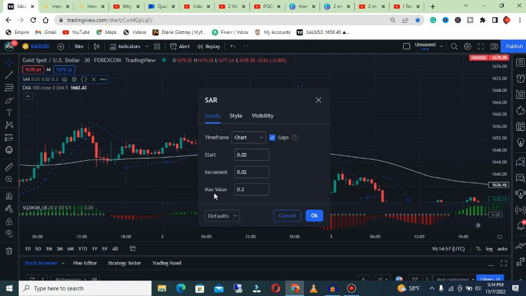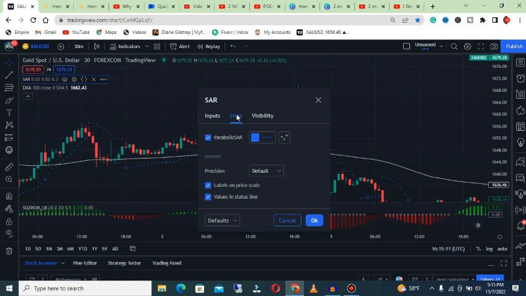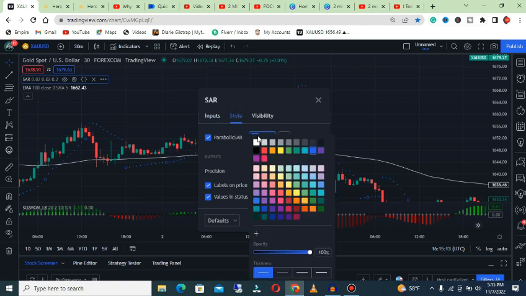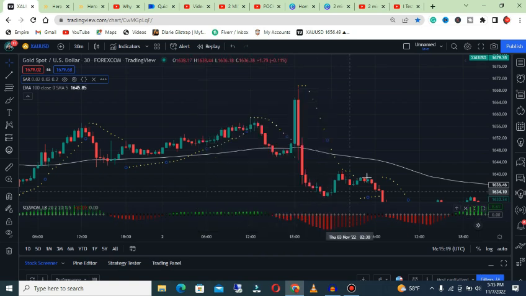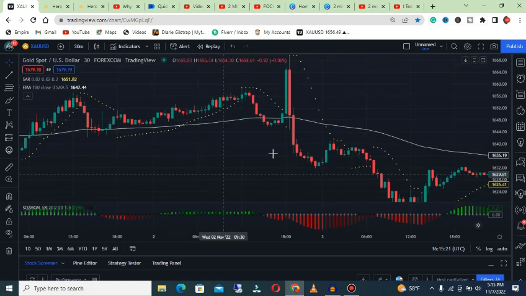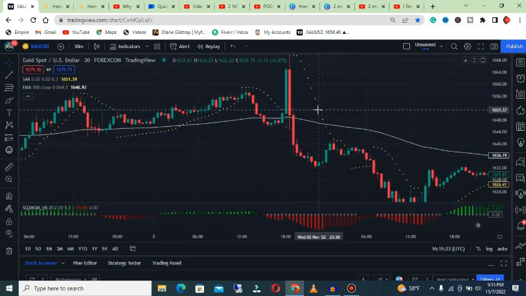The setting that we're using, the input right here, is 0.02. The increment is the same, 0.02, whereas the maximum value is 0.2. That's pretty much all you have to set up here. Let me change this color. Let me use a yellow color, so you can change the color here and the visibility, and when you're done, you hit save. So that's all the settings for the parabolic SAR.